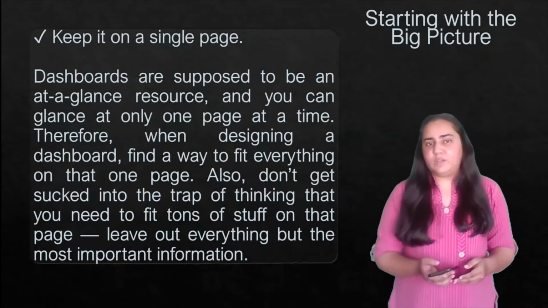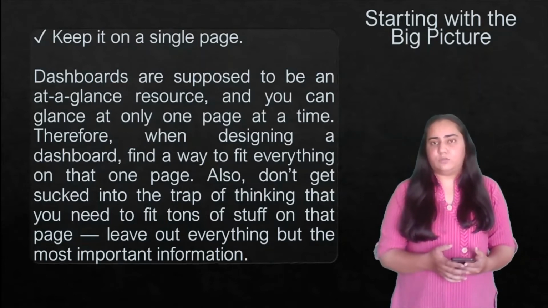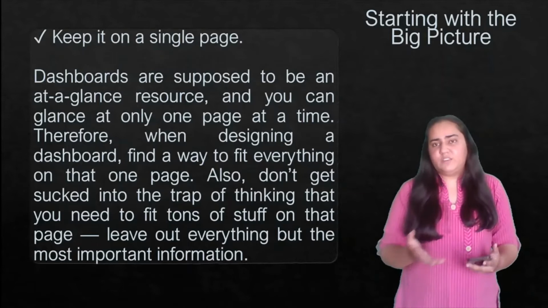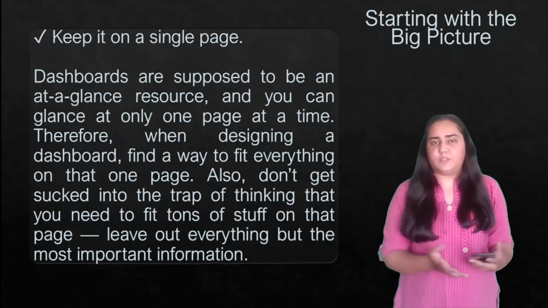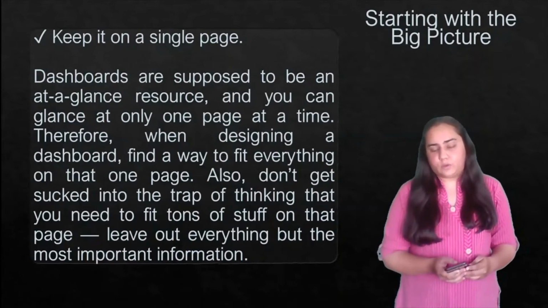But that does not mean you get sucked into the trap of thinking that you should make it very stuffy and cluttered because you have only one page. So leave information out sometimes, information that's not relevant or important. Keep only what is important on your dashboard.